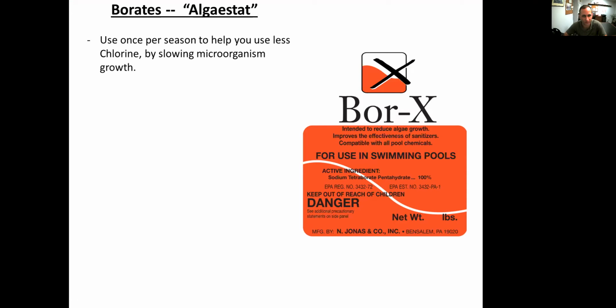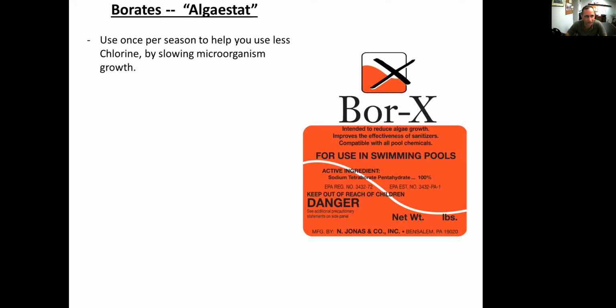So it works really well especially in situations where it's hard to get a chlorine residual. If you have a lot of organic landscaping or phosphates, things like that, people seem to have really good results adding borates to the water.